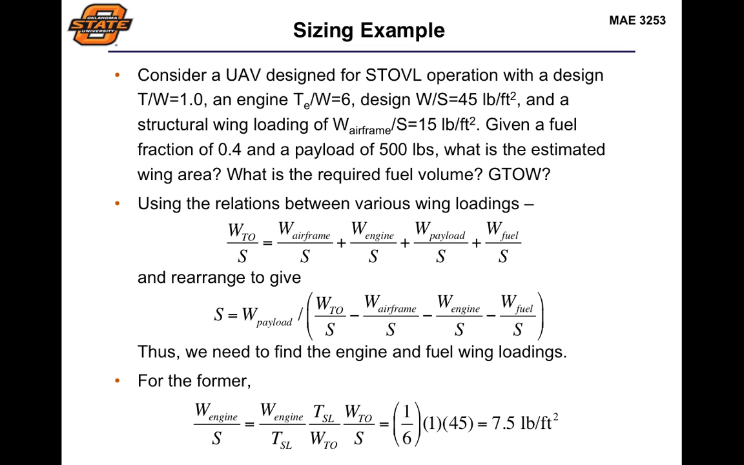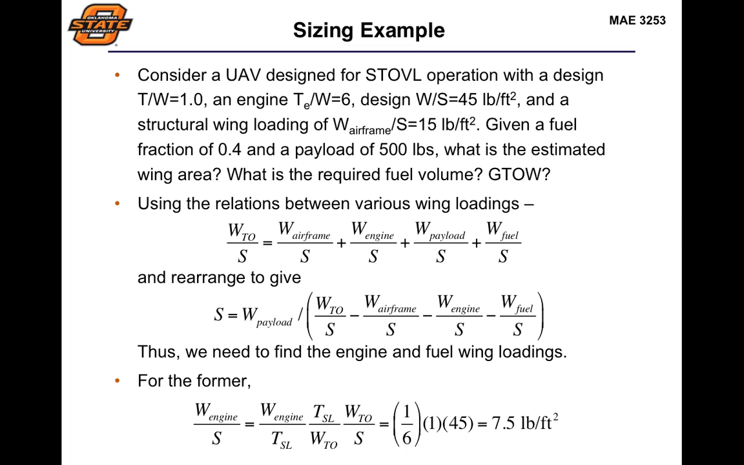So let's consider a UAV that's going to be designed for short takeoff and vertical landing operation with a design thrust to weight ratio of 1. That's actually a little low for a vertical takeoff configuration. Okay for short takeoff, so we assume we're going to burn some of that fuel and then land vertically. Typically you'd like a thrust to weight ratio of about 1.2 or so to give you that margin over that thrust to weight ratio of 1. If you're just right at 1, you really don't have enough control to be able to do a full vertical takeoff. So we have an engine thrust to weight ratio of 6.